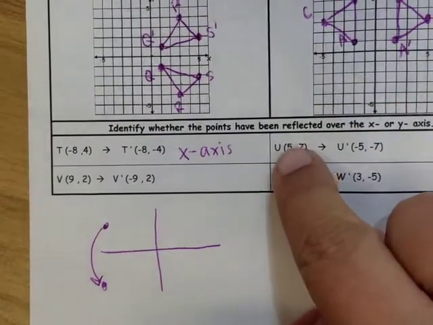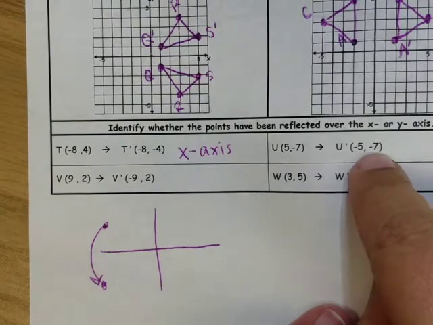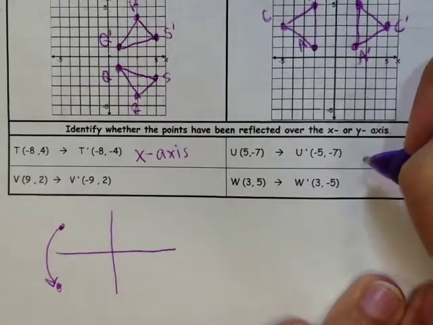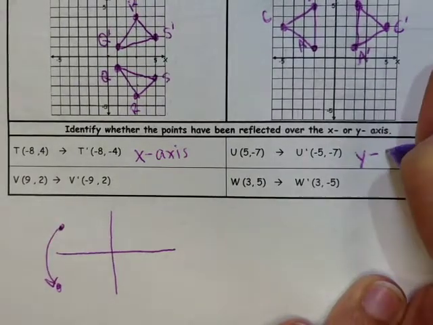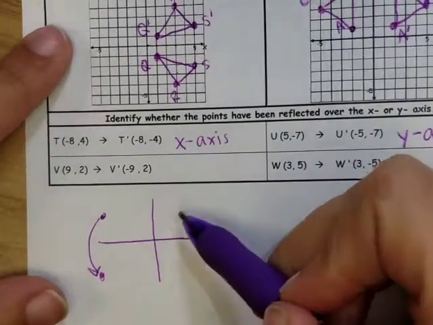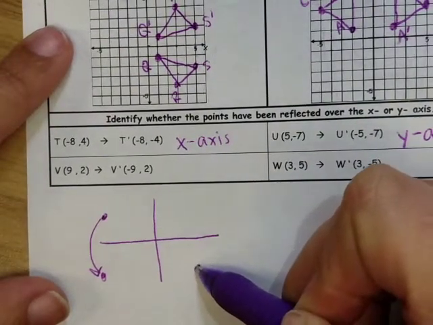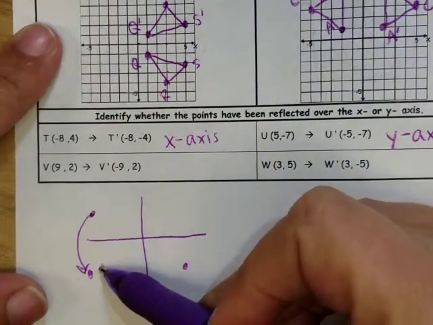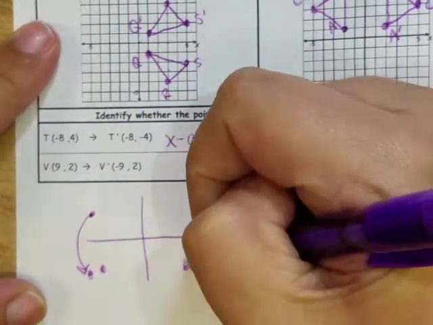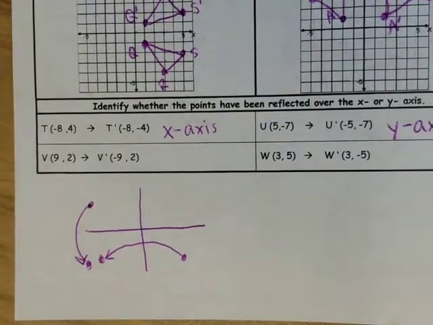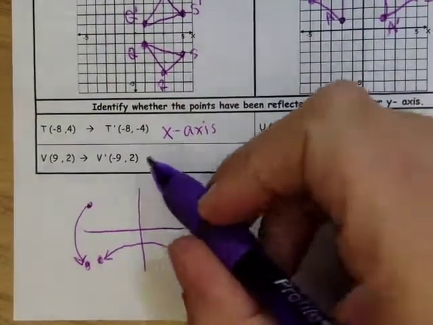All right, next. 5, negative 7, negative 5, negative 7. Which one stayed the same? The y. So that's your axis of symmetry, or your axis of reflection. Again, if you want to do it visually, 5, negative 7 would be here. Negative 5, negative 7 would be here. So where did that go? Over the y-axis.